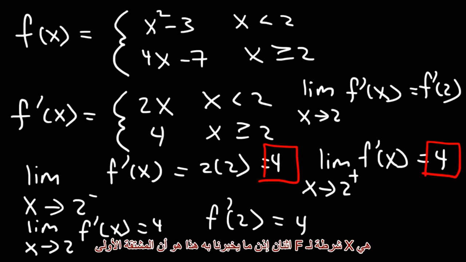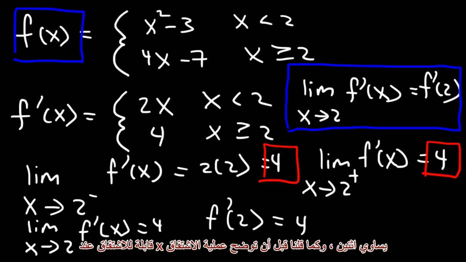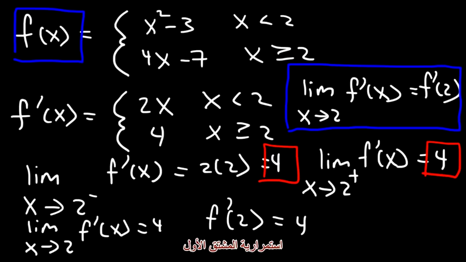So what this tells us is that the first derivative, f prime of x, is continuous at x equals 2, which means the original function, f of x, is differentiable at x equals 2. Now, as we said before, differentiability describes the continuity of the first derivative.